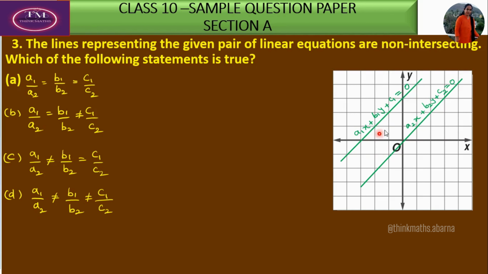So this is the graph given. Here these two lines do not intersect. That is, they are parallel lines. For parallel lines, what is the condition? Yes, you all know that a1 by a2 should be equal to b1 by b2, but it should not be equal to c1 by c2. So this is the condition for non-intersecting lines. So in this question also, option B is the right answer. So moving on to the fourth question.